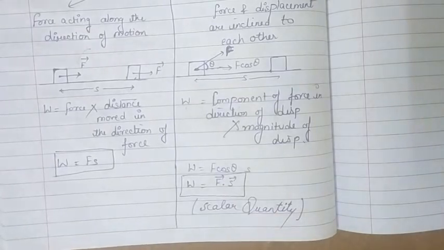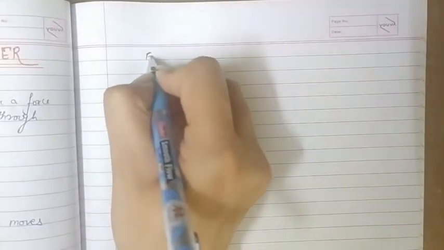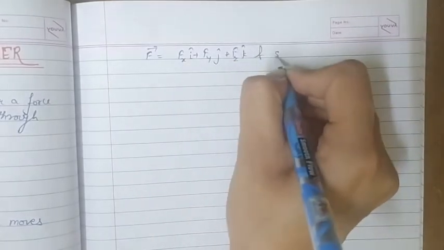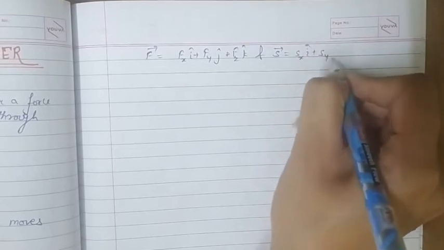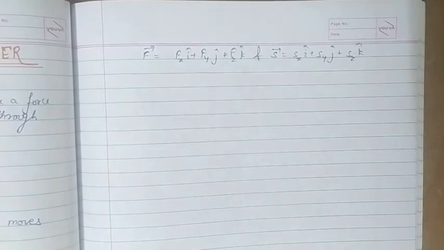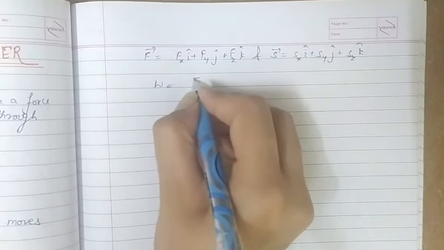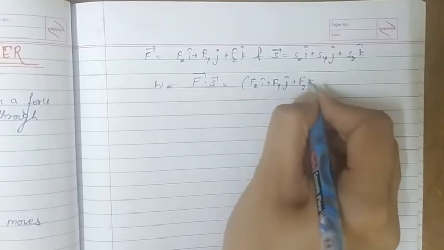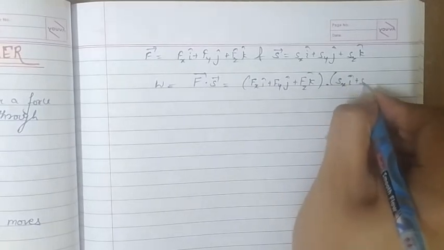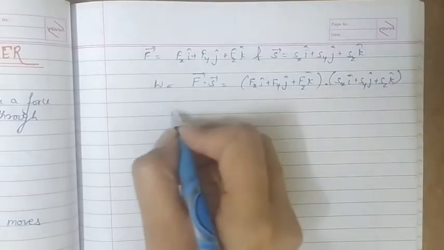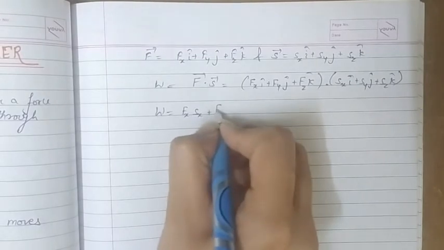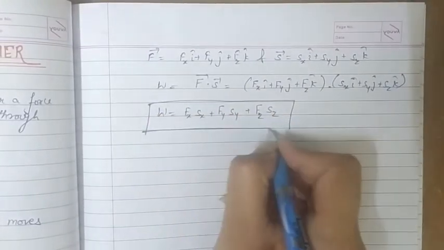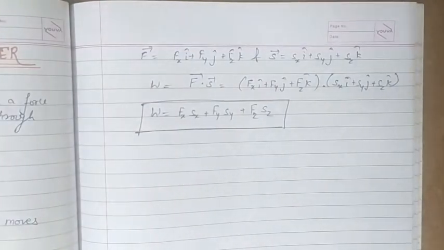Now, if these vectors have their rectangular components of the form, F vector is equal to Fx i cap plus Fy j cap plus Fz k cap, and the displacement vector S is given as Sx i cap plus Sy j cap plus Sz k cap, we can also write work done in terms of these rectangular components. So work done will be F vector dot S vector, which is equal to (Fx i cap plus Fy j cap plus Fz k cap) dot (Sx i cap plus Sy j cap plus Sz k cap). Now, if we solve this, we get W is equal to FxSx plus FySy plus FzSz. So this is the required value of work done by that force in the form of its rectangular components.